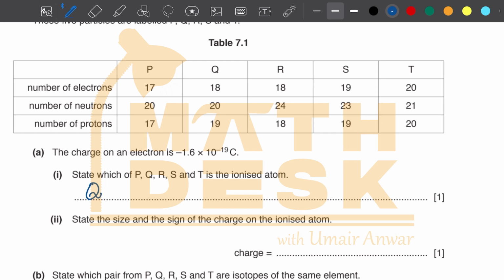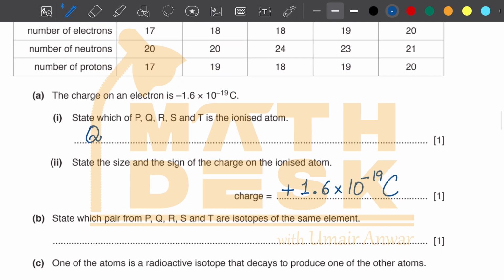State the size and the sign of the charge on the ionized atom. Since we have one more proton than the electron, the positive charge is going to dominate. The sign of the charge is going to be positive, and the quantity of charge would be the same as the charge on one electron, for a proton. So positive 1.6 × 10 raised to minus 19 coulombs would be the answer for this question.